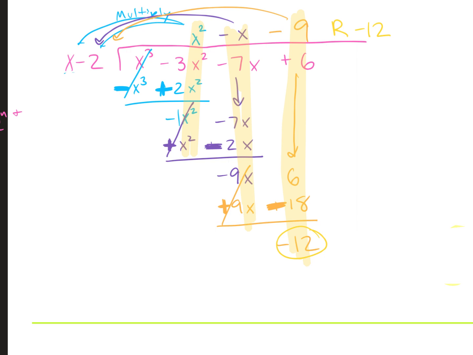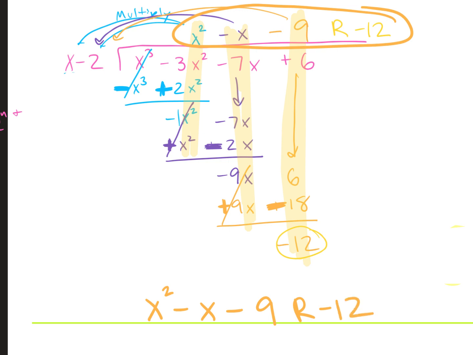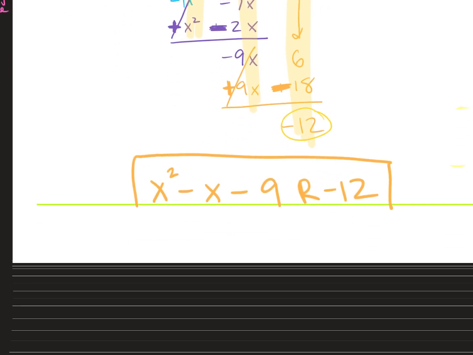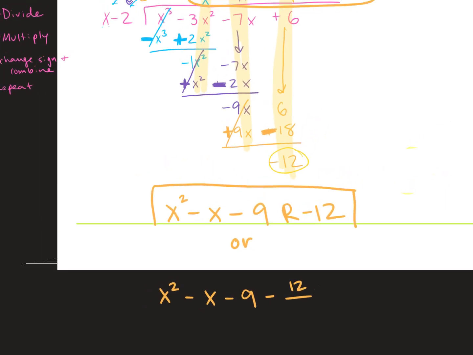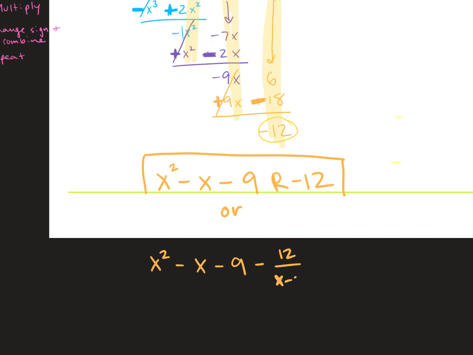My final answer is whatever I wrote on the top. So it would be x squared minus x minus 9 with a remainder of negative 12. The other one would be x squared minus x minus 9. Since the remainder is negative, it would be minus 12 over whatever we divided into it. So that would be x minus 2. So these are the same, just different ways of writing the remainder.